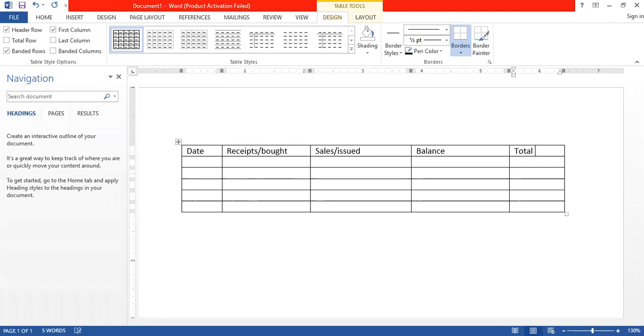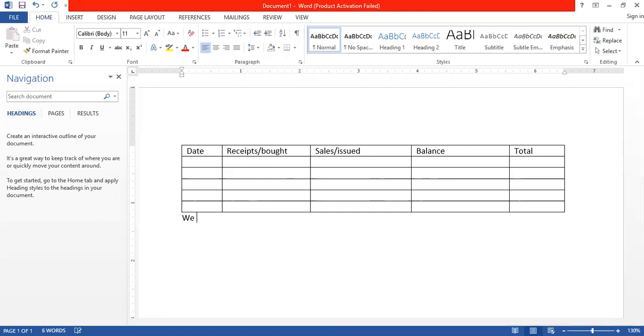Okay, meaning that whatever items that you buy, you will record them under the receipts, and all the sales you make, you record them under sales. Please take note of that. We do not use selling prices in valuing inventory.